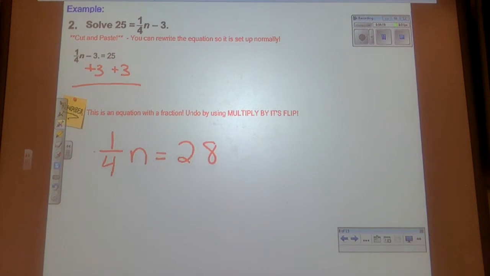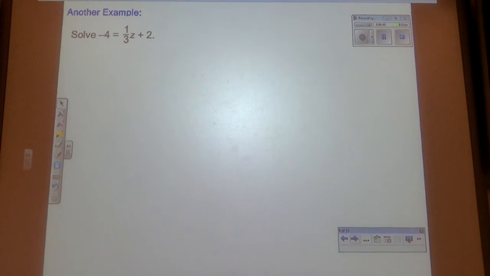And now we see a fraction in front of our variable. So remember, we multiply by the reciprocal. So we're going to multiply both sides by 4 over 1. On the left, they're going to cross out. You're left with n. And now we can multiply straight across. 28 times 4, what is that going to give you? 112. On the bottom, 1 times 1 will give you 1. So 112 over 1 is just 112.